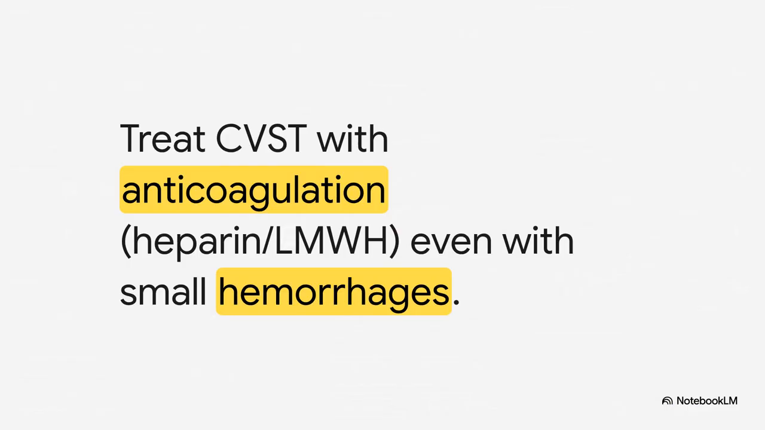And here's your final super high-yield clinical takeaway. The acute treatment for cerebral venous sinus thrombosis is anticoagulation with unfractionated heparin or low molecular weight heparin. This holds true even if the imaging shows a small area of secondary intracranial hemorrhage caused by the venous backup. Seriously, you still give the heparin. The primary issue is the clot in the sinus, and you absolutely must treat it.